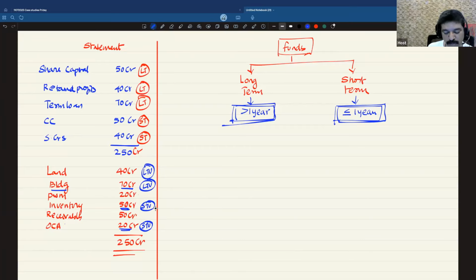I am going to invest that money in purchasing plant and machinery, and this plant and machinery will have a useful life of 5 to 8 years. Is it long term or short term? It is a long-term use.